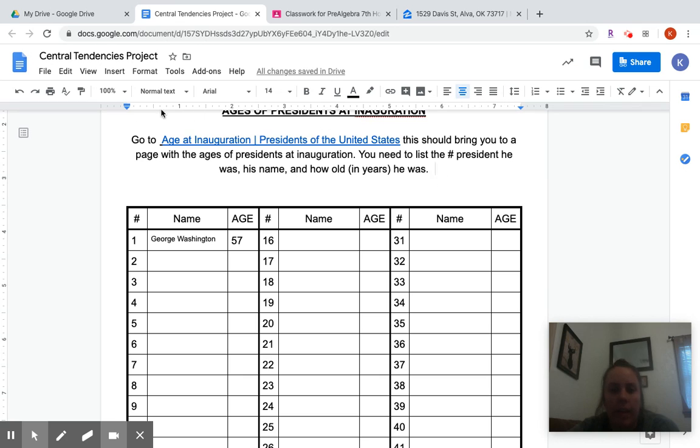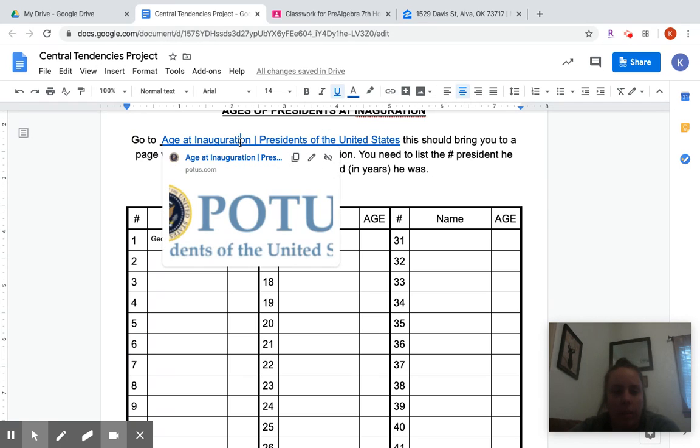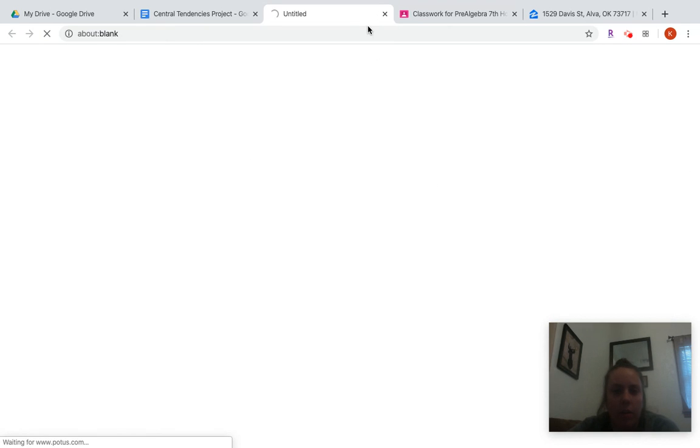Okay, so I cannot get the page to load with the internet that I have at my house. So hopefully you guys have more luck with that.